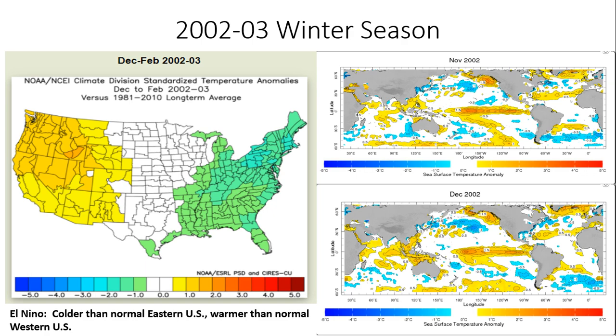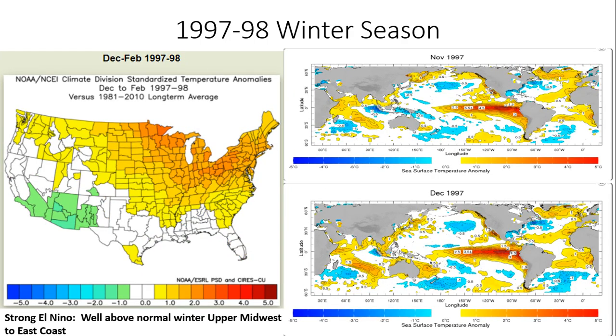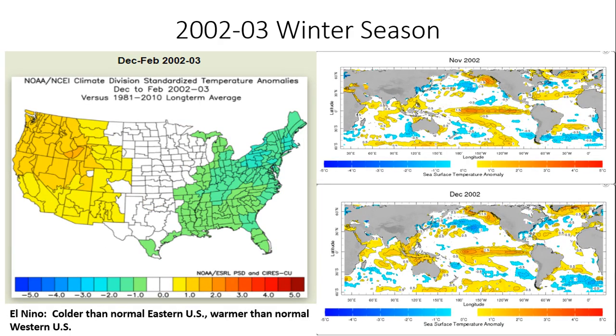But you'll notice this particular El Nino is a little different from the 97-98 winter season. You see how in the 97-98 winter season El Nino, those water temperature anomalies, the maroon shading, go all the way to the west coast of South America? Now look at this winter. The winter of 02-03, they generally go further into the central Pacific Ocean.